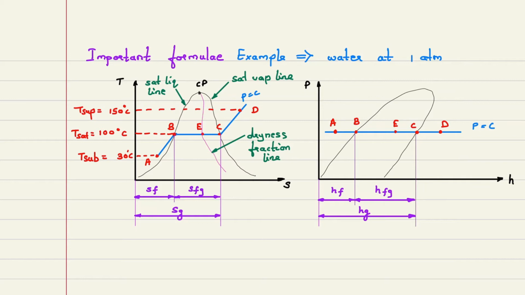So here you can see on TS diagram this is the nature of constant pressure line, and on PH diagram pressure will be horizontal, constant pressure. And you can see on both the diagrams points are marked A to E. Now we'll define what are these points.